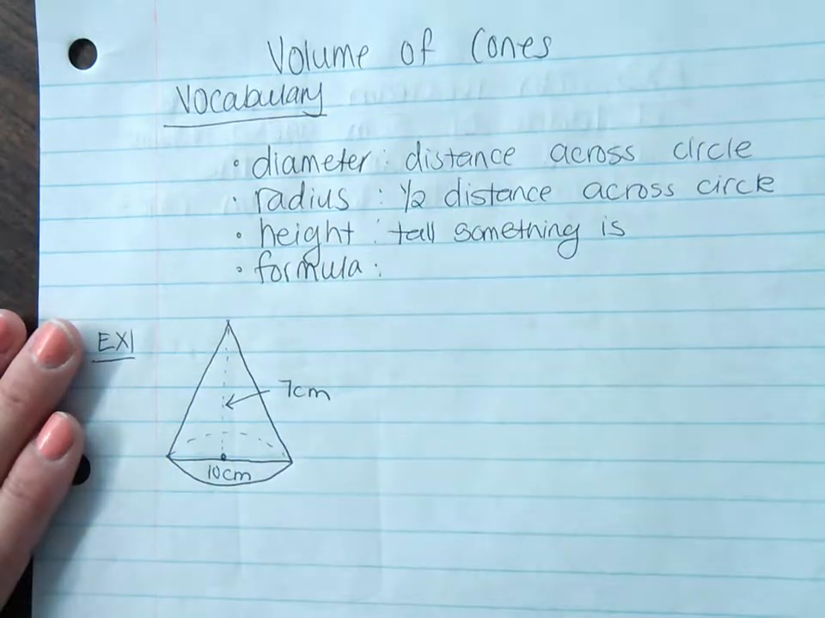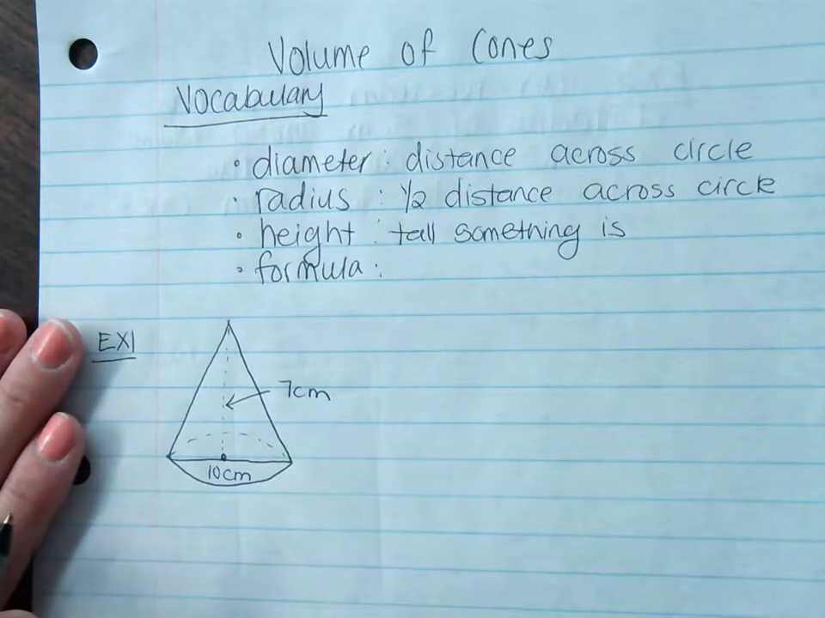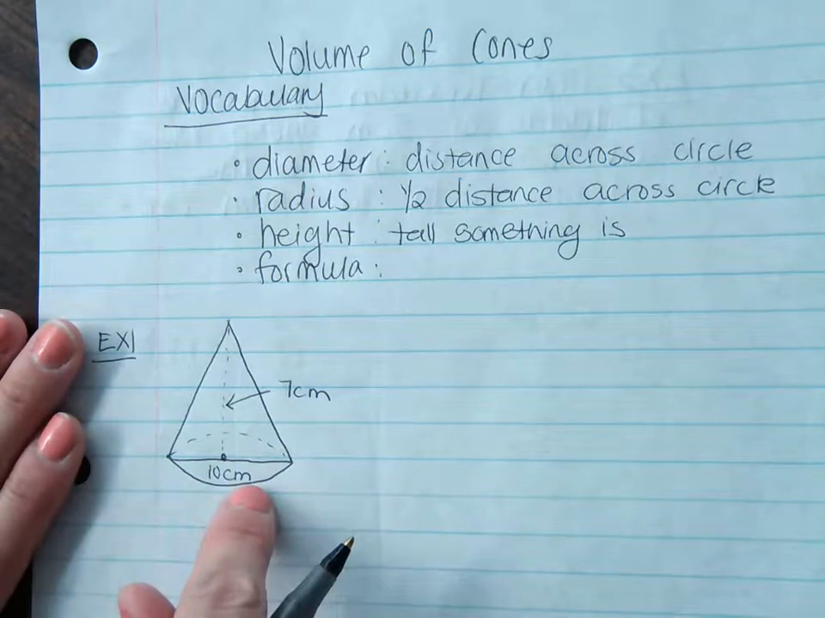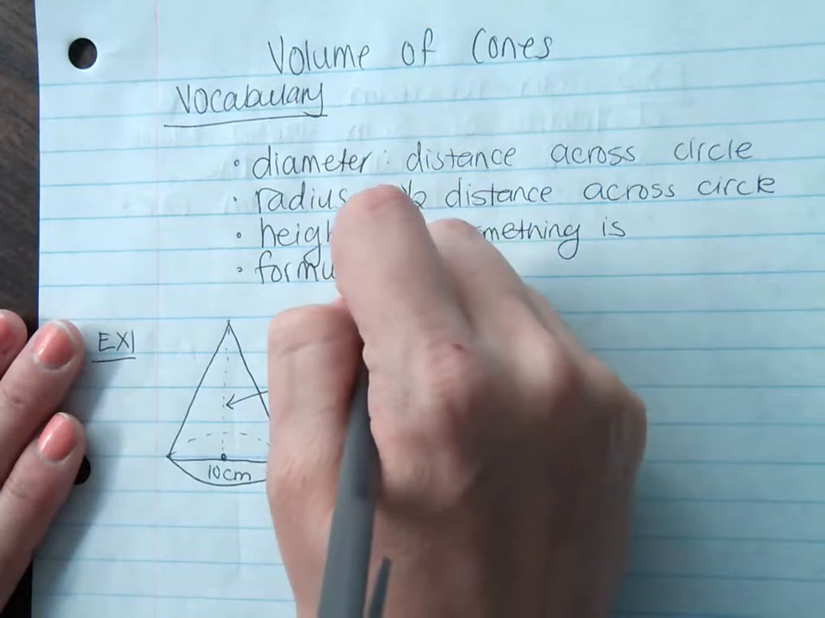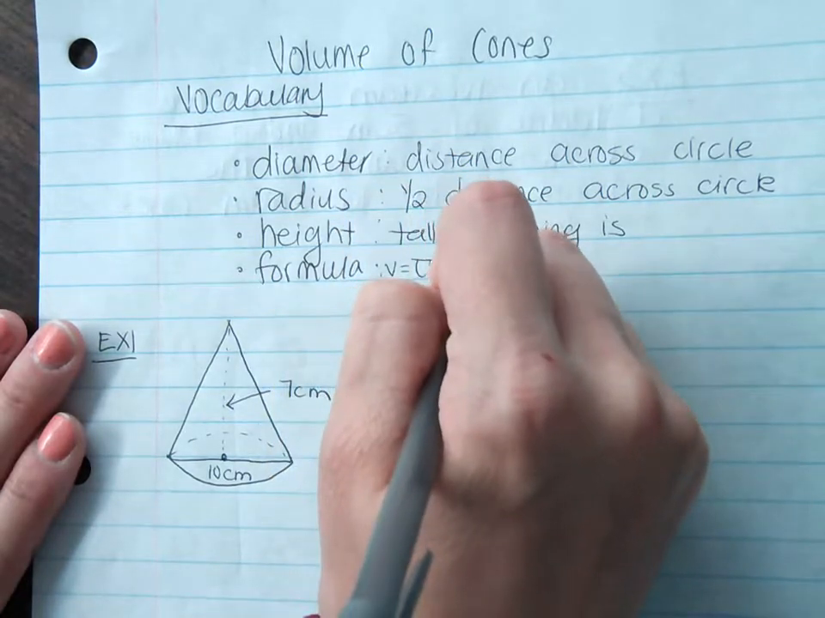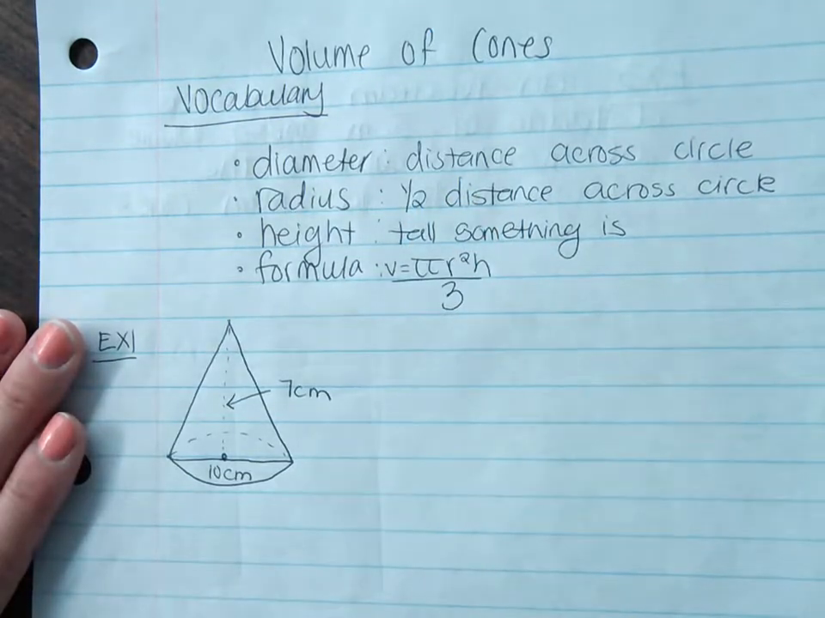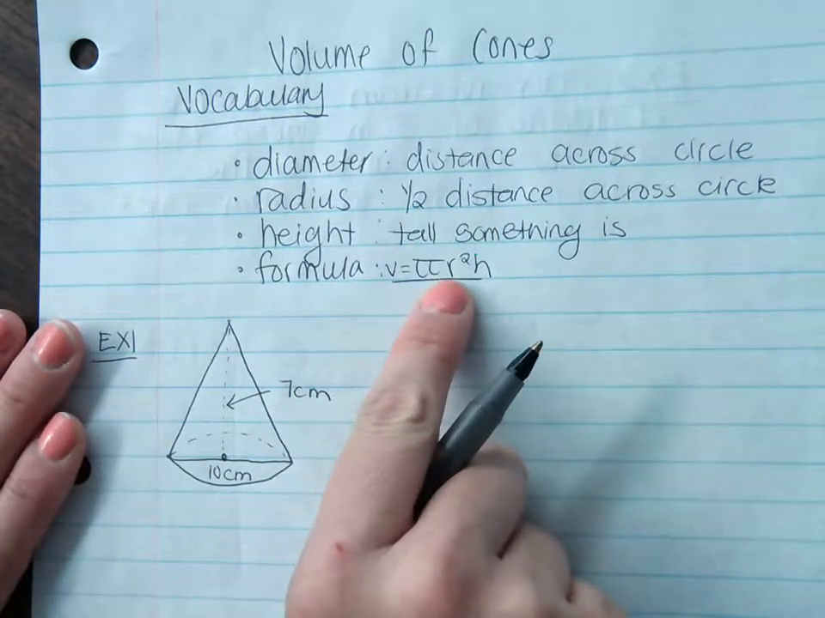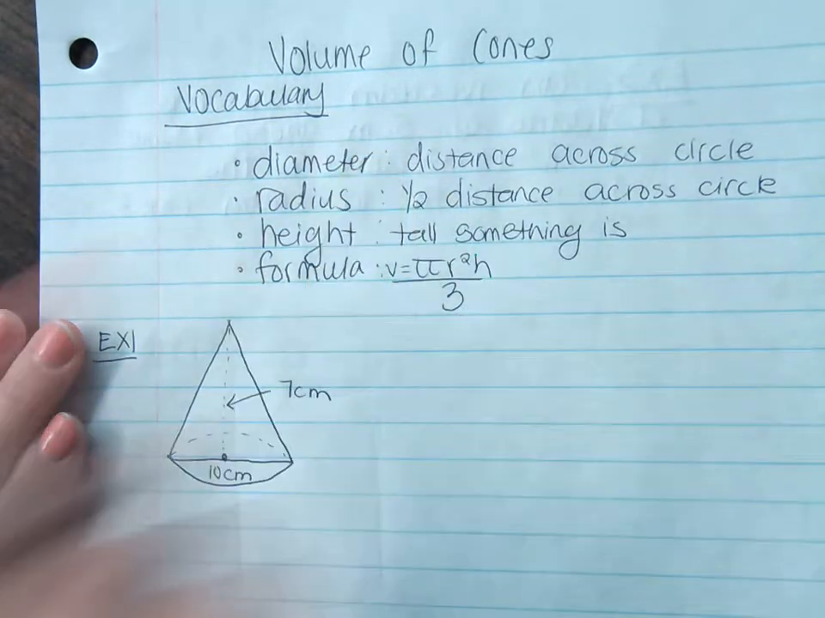And the formula for the volume of a cone: it takes 3 of these cones to fill up a cylinder that has the same diameter and the same height. So we can take the volume of a cylinder and divide it by 3. Again, pi is 3.14, r is the radius, h is the height, and d is the diameter.